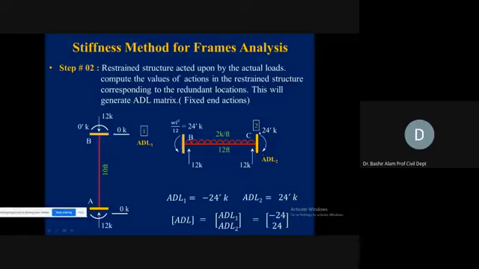Corresponding to D2, at this coordinate 2, we have a clockwise moment of 24 kip feet. So ADL2 is becoming plus 24. And this way we have now completed the ADL1 and ADL2 matrix: minus 24 and plus 24.